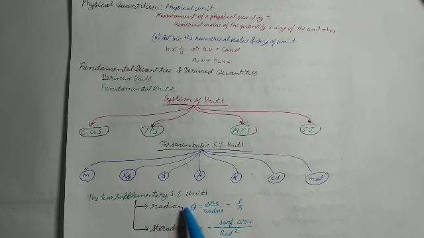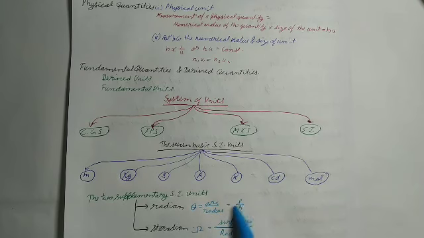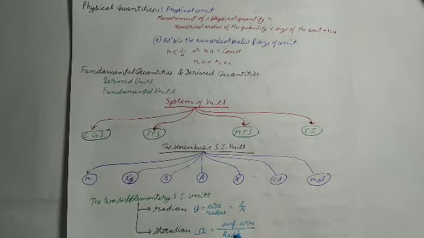2 supplementary SI units. First is radian. It is defined as the plane angle subtended at the center of a circle by an arc equal in length to the radius of the circle. Theta is equal to arc upon radius, which is equal to l by r. And second is steradian. It is the solid angle subtended at the center of a sphere by a surface of the sphere equal in area to that of a square having each side equal to the radius of the sphere, which is equal to surface area upon radius square.